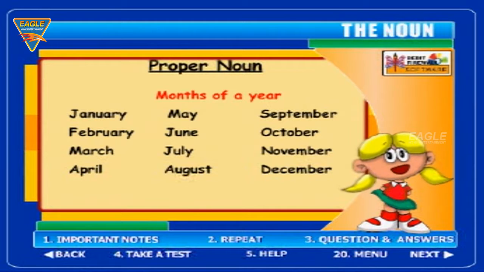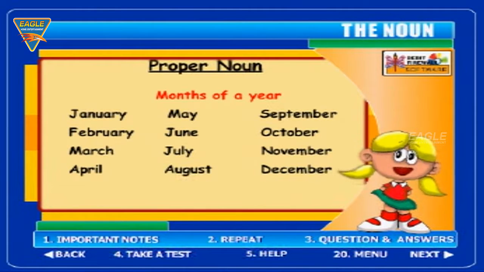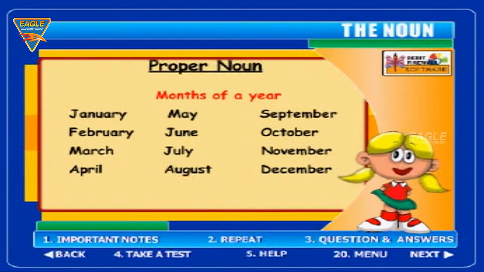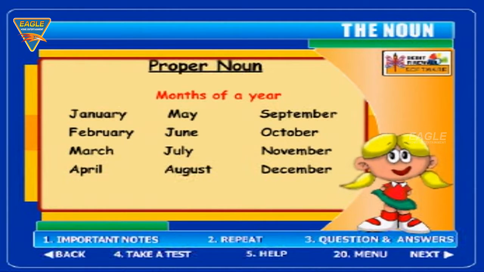Months of a year: January, February, March, April, May, June, July, August, September, October, November, December.